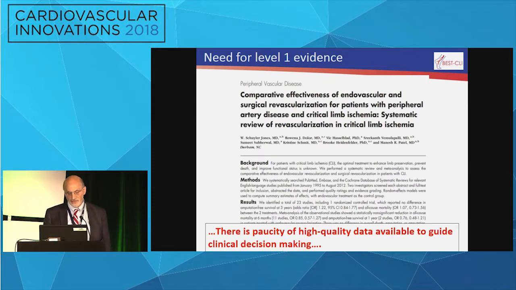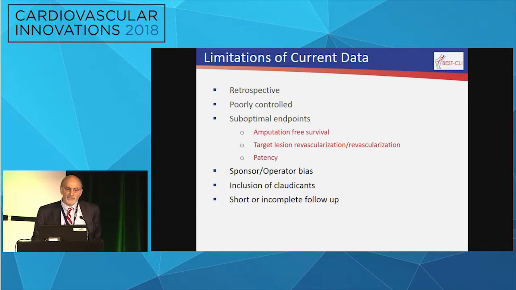In fact, the reason for that variation is there's no high-quality data available to guide our decision-making. It was outlined very nicely in this paper by Skylar Jones, where they looked at all the trials in critical limb ischemia and found that there's really very little evidence base out there to drive our decisions. Most of the data are retrospective or poorly controlled with poor endpoints. There may be industry-sponsored trials and so on and so forth with moderate follow-up or incomplete follow-up, and it becomes just a mess out there to figure it all out.